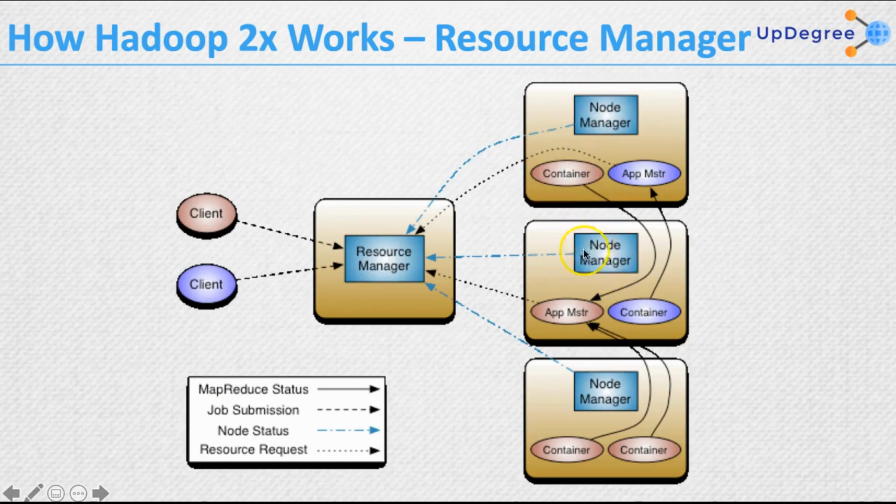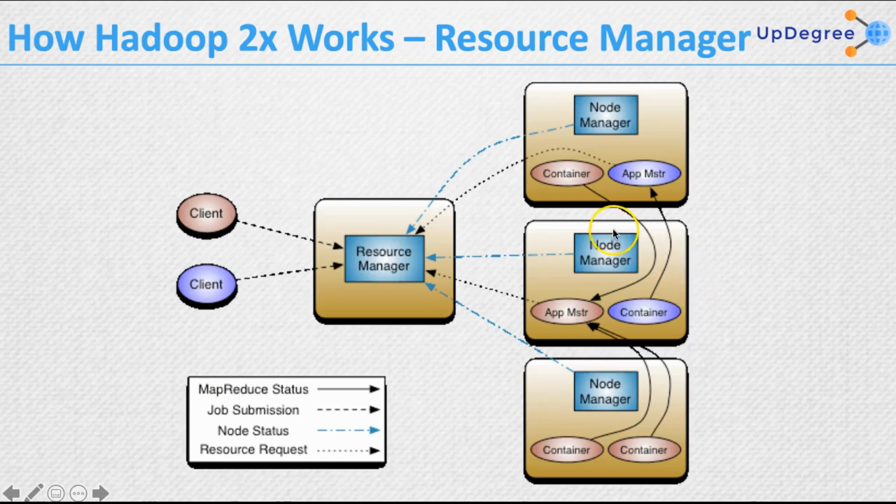This particular node manager will create this container, and on the third node, if you see, the node manager contains two containers. Why do we have two containers there and only one container over here? This is because of the number of blocks: node manager 3 has more blocks than node manager 1. Therefore we have only one container on the first node, and on the third node we have two different containers to run the blocks which are present on those data nodes.